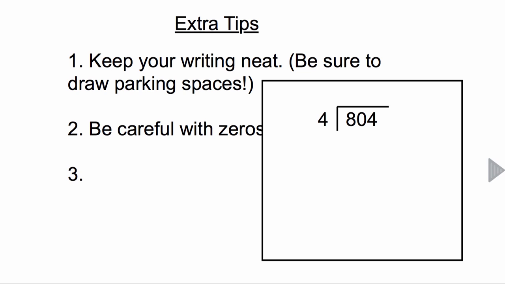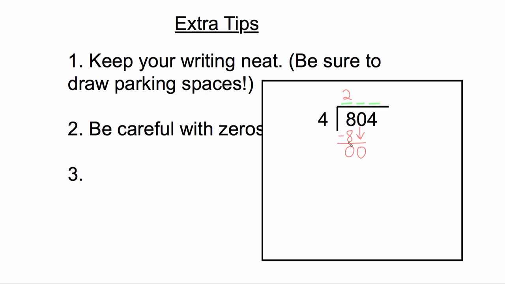804 divided by 4. First, I'm going to put my parking spaces. 4 goes into 8 2 times. 4 times 2 is 8. Subtract, you get 0. Bring down. Now this is what I'm talking about with your zeros. We brought down, we need to start over.